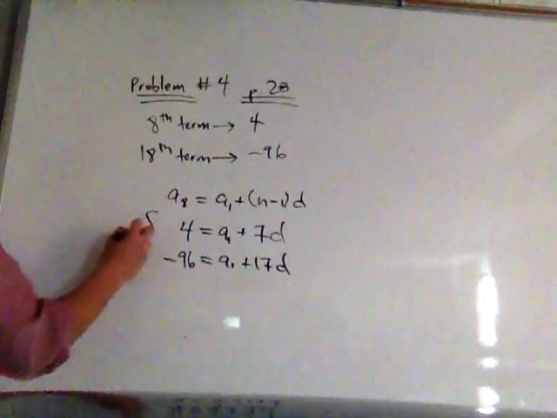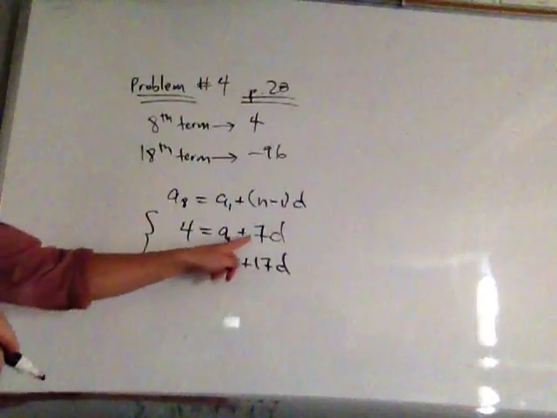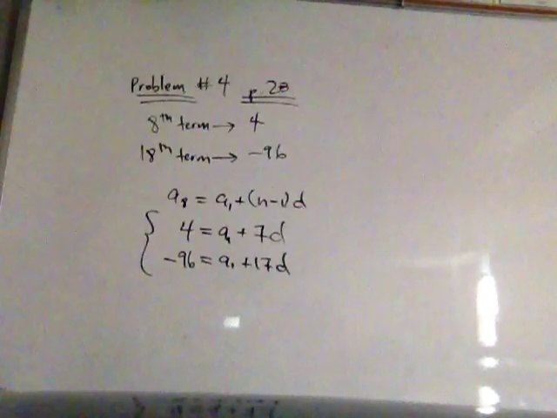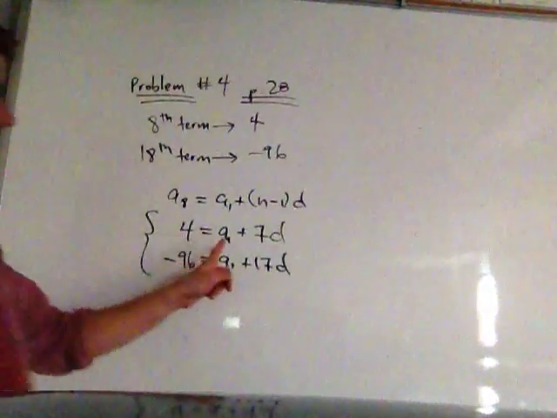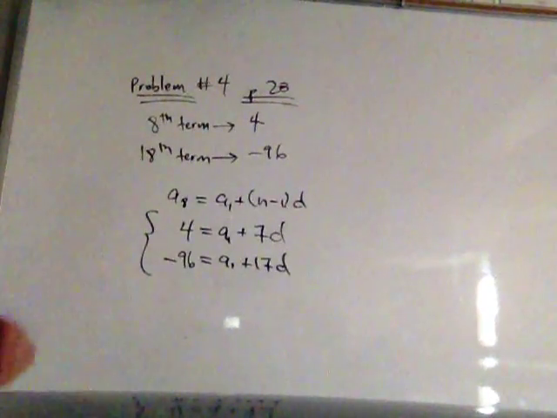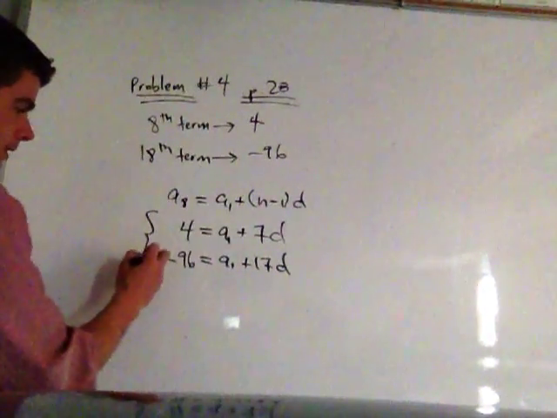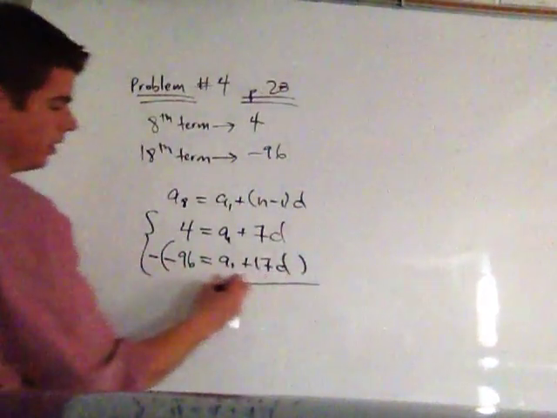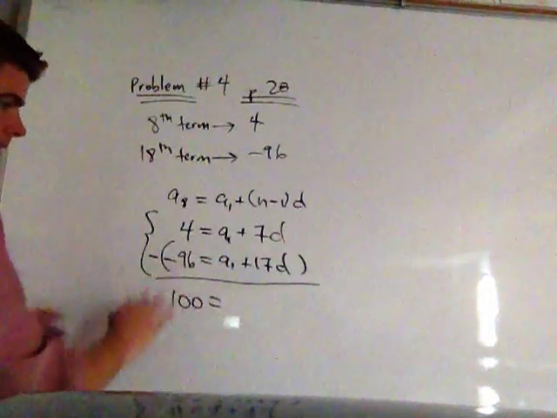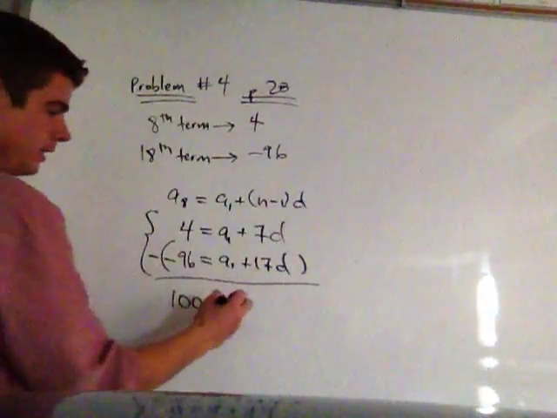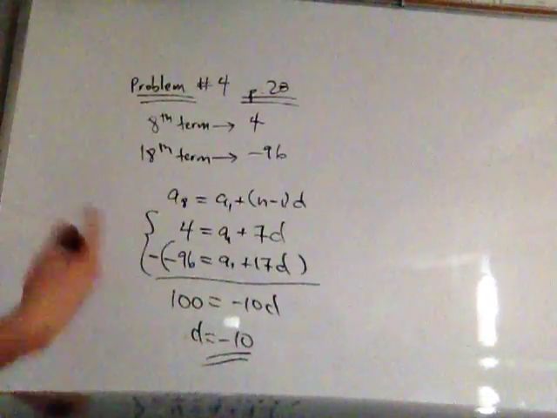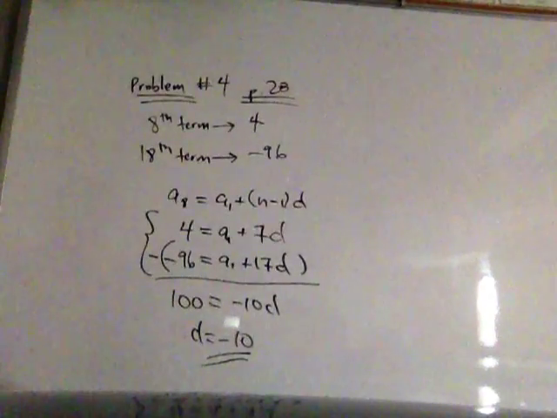So I have a system of equations. 4 equals a1 plus 7d, negative 96 equals a1 plus 17d. And all of these problems will always have a singleton a because every term is based on that first term. So what I'm going to do in this system is simply subtract. Because 4 minus negative 96 is 100. The a sub 1's cancel. 7 minus 17 is negative 10d, which means my common difference is negative 10. That means each and every time I'm going to be taking 10 away from the terms.